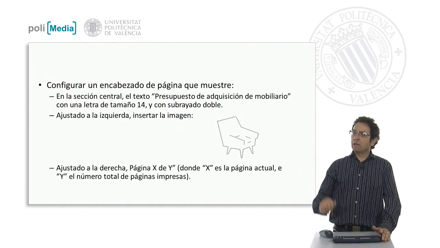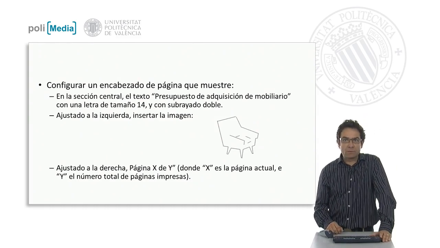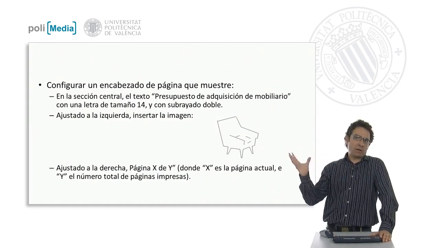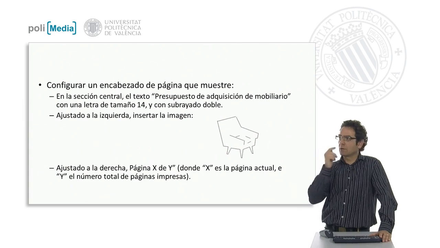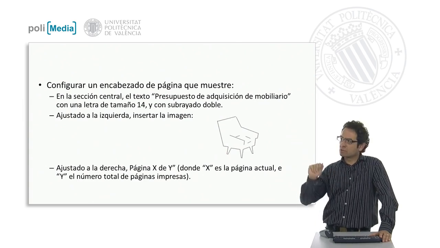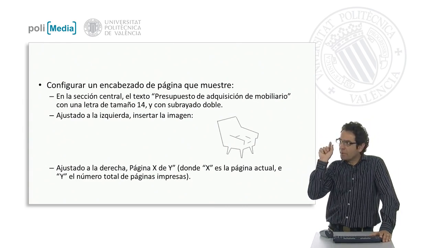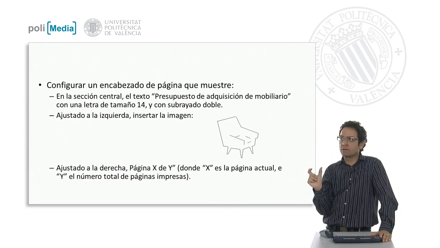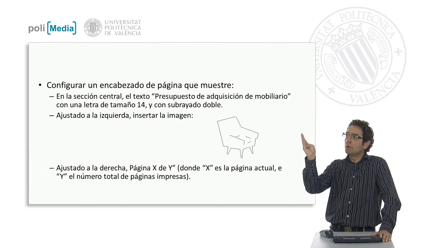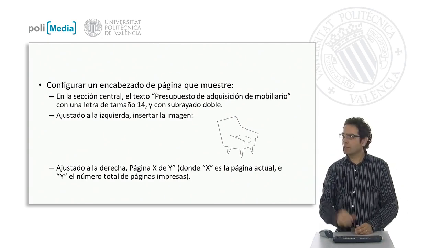Next, they tell us to configure a page header that is shown on the printout of our spreadsheet. Specifically, it tells us to divide this header into 3 sections. In the central section, we have to put the text "furniture acquisition budget" as a kind of title, also to put it in letter size 14 with double underline.